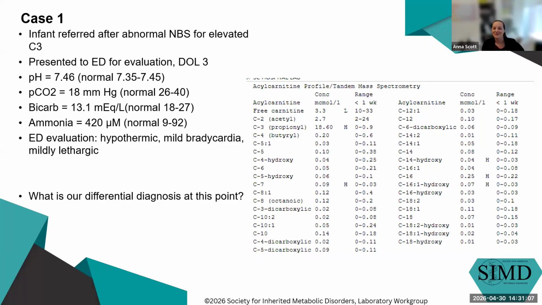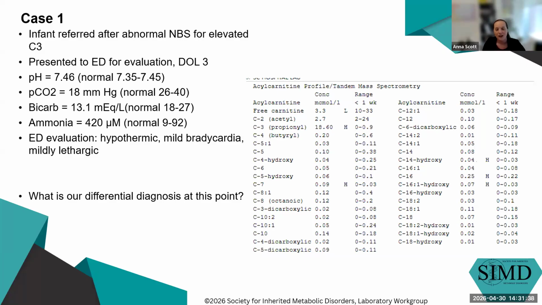I do have the chat up. So quick, what's our differential diagnosis at this point for an elevated C3 with hyperammonemia? Go. Give you 10 seconds. Acylcarnitines. Propionic acidemia and MMA. Yes, full points. So we are concerned about elevated C3 and our classic inborn errors of metabolism, methylmalonic acidemia and propionic acidemia.